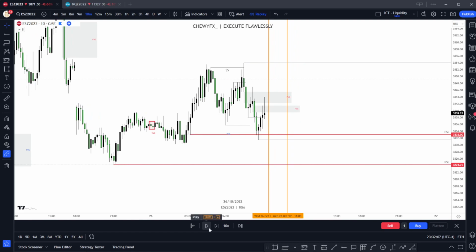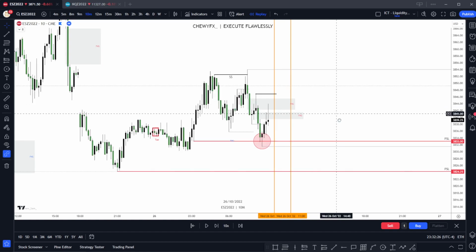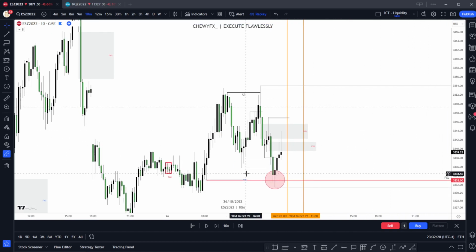Okay, we can see that it was swept here. This little point here was swept. That counts. So now we would be looking for a 10-minute market structure shift, which can be right there. However, note right here, the news is coming up. News is coming up for 10, but we do have a reminder 20 minutes beforehand. So we do not want to be executing a single trade during this news.